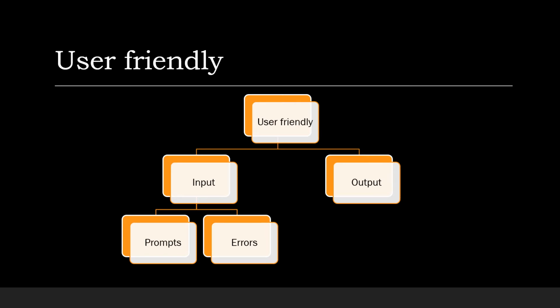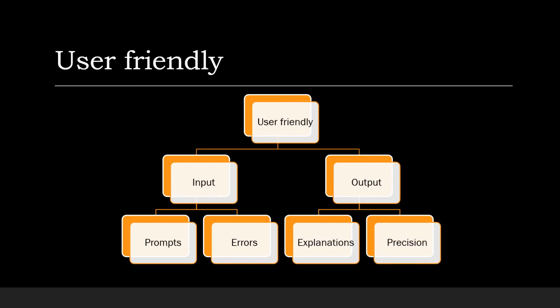And how can we improve the output? Well, we can add explanations so that the user knows what it is that we're showing them. And we can also choose whatever level of precision is appropriate for the user's needs. So I've already looked at prompts and explanations. Let's have a quick look at errors and precision.